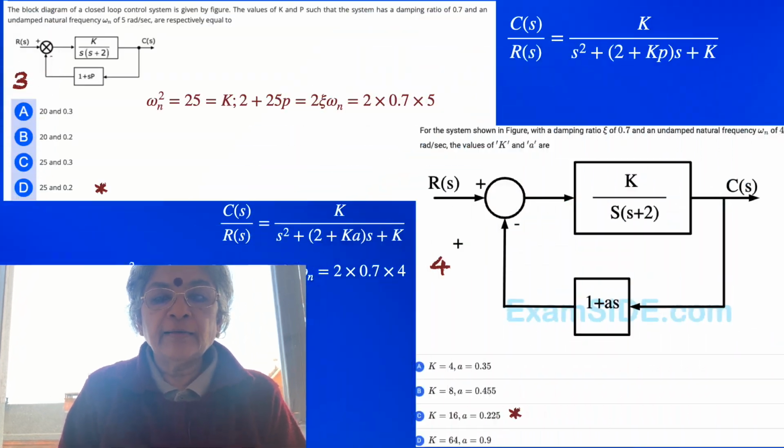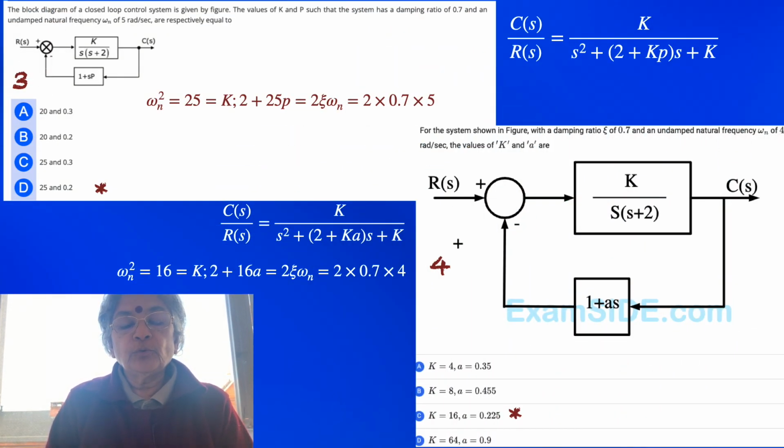Okay, so now we move on to the fourth problem. What do we have there? Again, we have two blocks. One is in the forward path, the other is in the feedback path. So now we can get the overall transfer function Cs by Rs as equal to k, which is on the numerator as it is, divided by s square plus 2s plus 1 plus as. That can be rearranged to obtain k divided by s square plus, as coefficient of s, 2 plus ka, plus k. So k is going to be omega n square, and 2 plus ka is going to be 2 eta omega n.